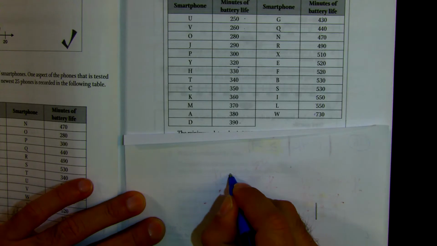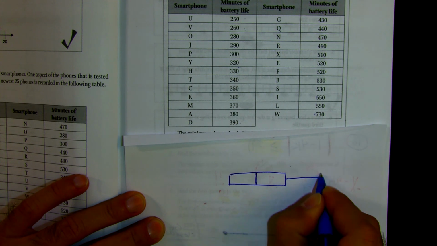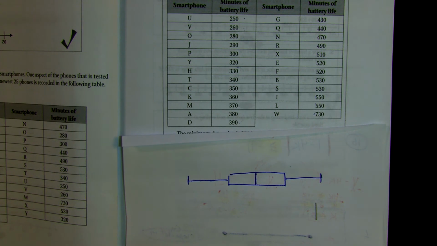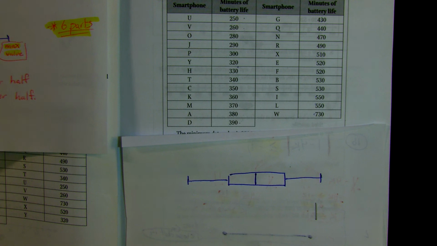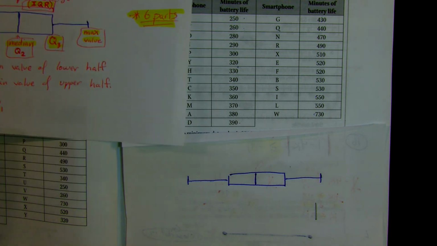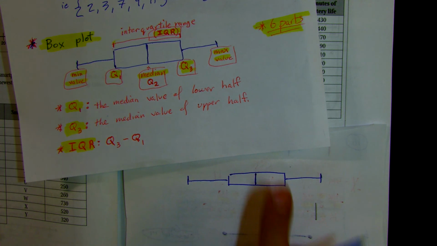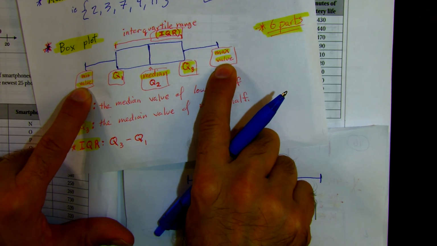It's pretty simple. You make a rectangle. You put a line in the middle. You make a whisker. Make another whisker. They just call them box and whisker plots. Maybe you've heard of it, box whisker plot. That's really what we're doing. And then we want to keep in mind what we need to be looking for. So I'm going to keep referring to this page. First off, let's look for the minimum and the maximum value. Those are always the easiest to find.